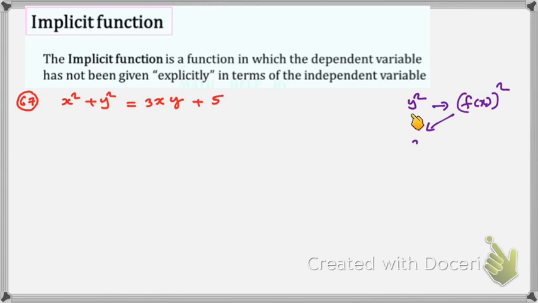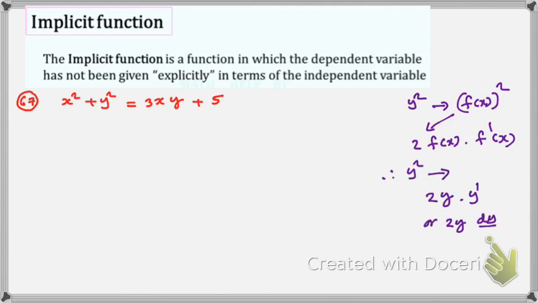Suppose I have a function like y square, and I need to differentiate this y square. First thing is, y square is like f of x the whole square, because y stands for f of x. And how do I differentiate f of x the whole square? That's where we apply chain rule. F of x the whole square is 2 times f of x into f dash of x. So that's the derivative of y square.